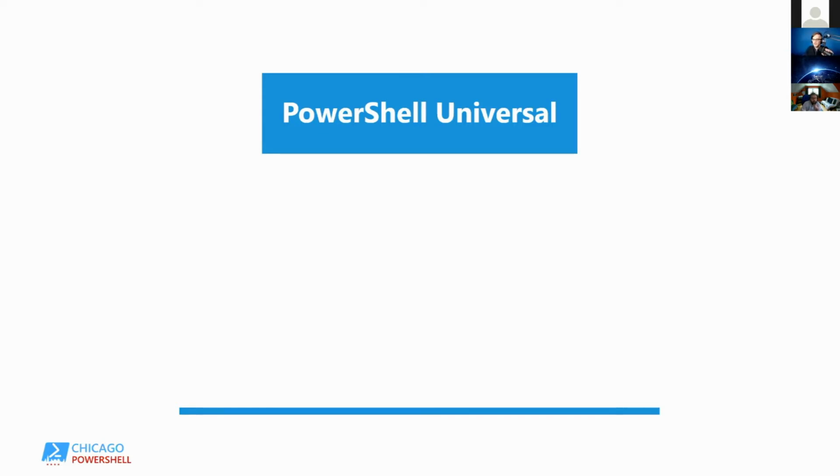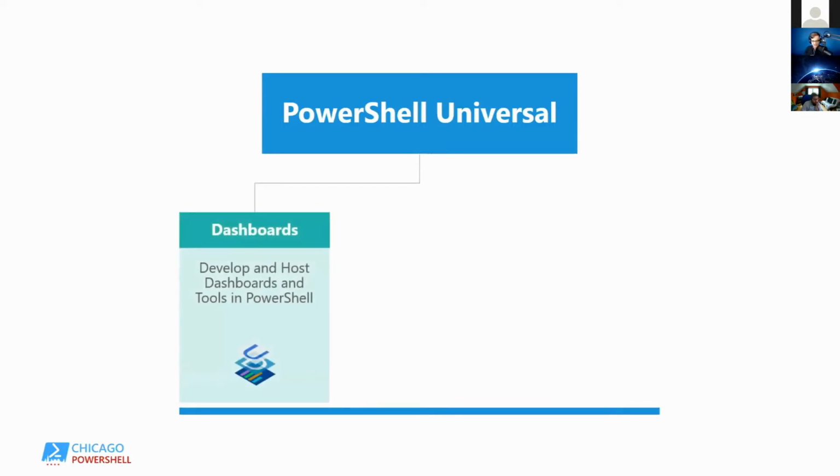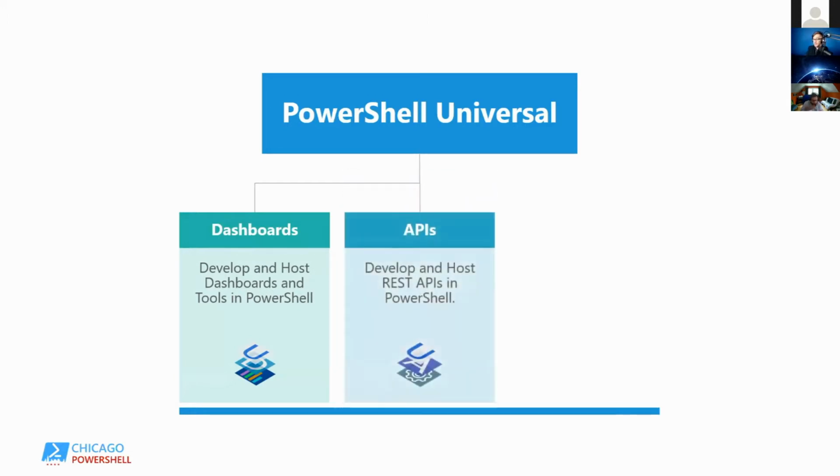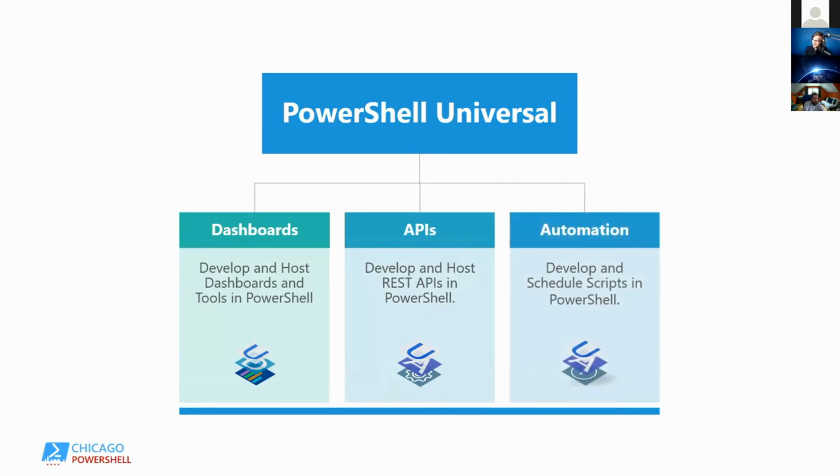So when we're talking about PowerShell Universal, to me, it's dashboards in the form of Universal Dashboard, where you just write PowerShell and that outputs as a dashboard. It's Universal API, where just like in dashboards, you write PowerShell and then you turn that into a REST API. And finally, automation, which I like to think of as a Windows Task Scheduler replacement, but built from the ground up for PowerShell.